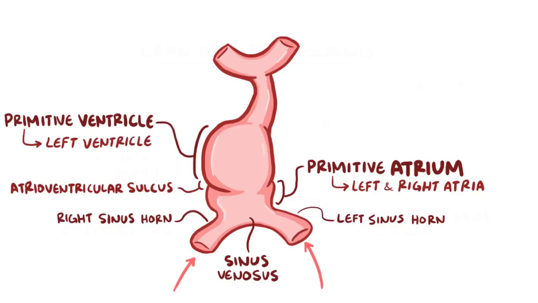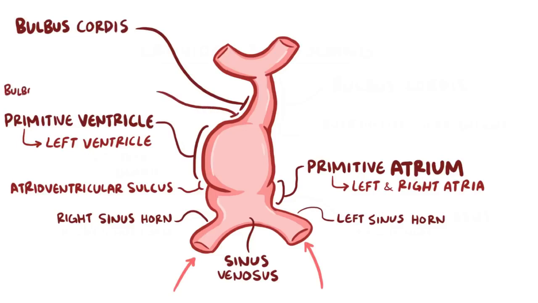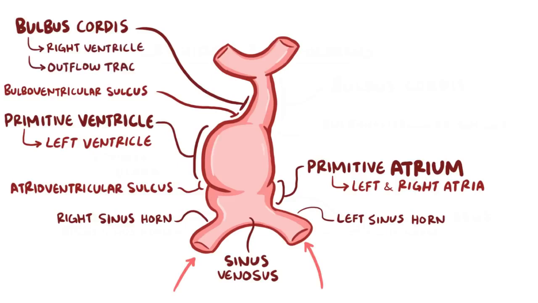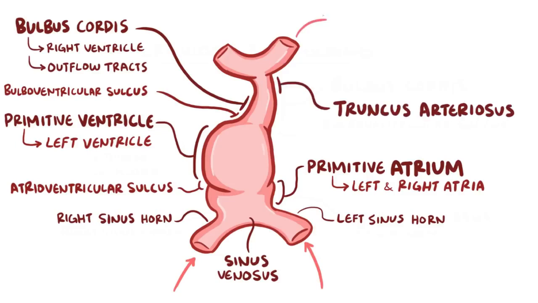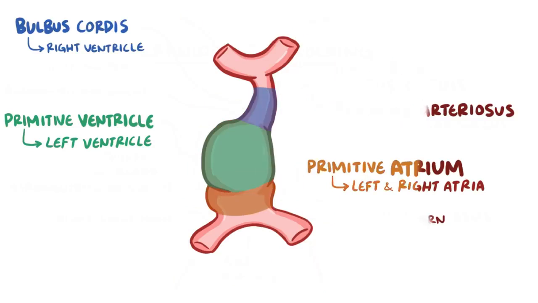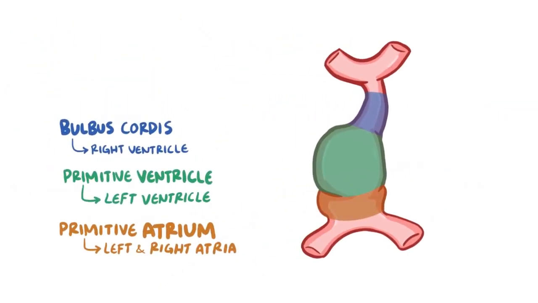The primitive ventricle is separated from the next region, called the bulbus cordis, by the bulboventricular sulcus. The first part of the bulbus cordis forms the right ventricle, as well as the outflow tracts for both ventricles. Finally, at the top of the heart tube, there's the truncus arteriosus, which pumps blood through the aortic sac into an early version of the circulatory system made up of the aortic arches. Clearly, this organization of structures doesn't look like the adult heart.